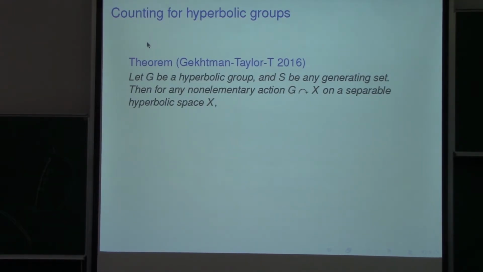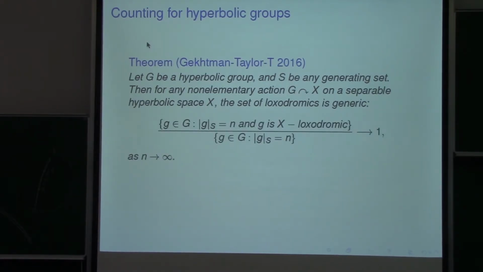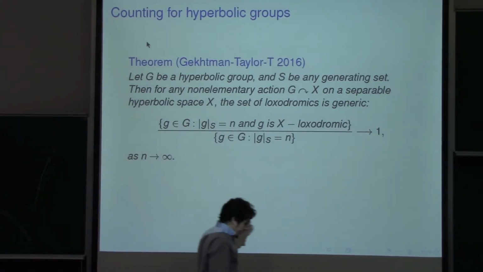Now for any generating set, if G is hyperbolic to begin with, we could prove that you have genericity of loxodromics for the counting model. So, for instance, this would be one statement. You can count elements of norm n and count how many are loxodromic on X, and this would be full proportion. And the action on X doesn't have anything to do with G in a way. I mean, X could be a very bad action. But still, in this first theorem, we do need hyperbolicity.